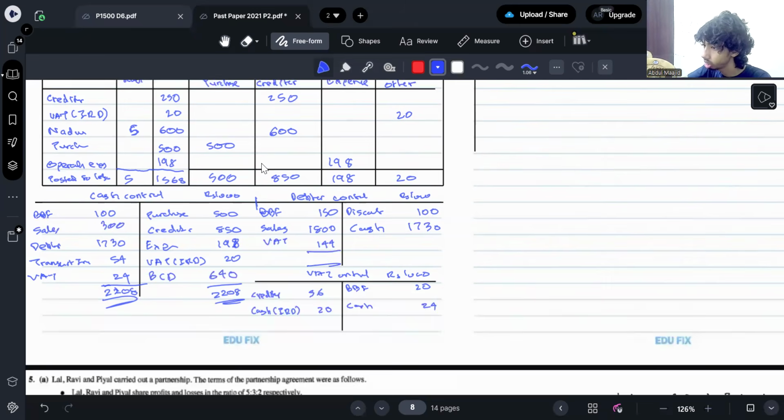Then debtors account: 150 plus 1800 plus 144, 2094. 2094. Balance carried down 1000 minus 1830, 264. Then the VAT control account: 56 plus 20, 86. 86 minus 44. 42 will be the balance carried down. No, wait.